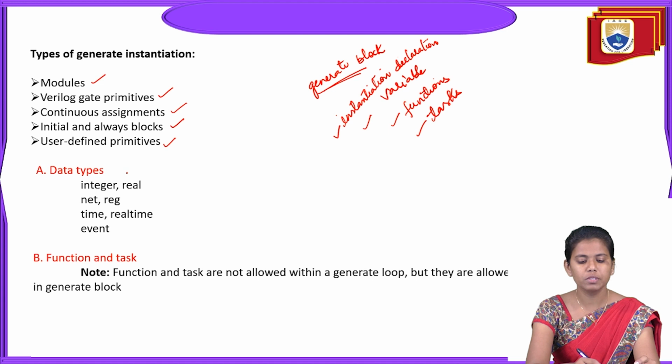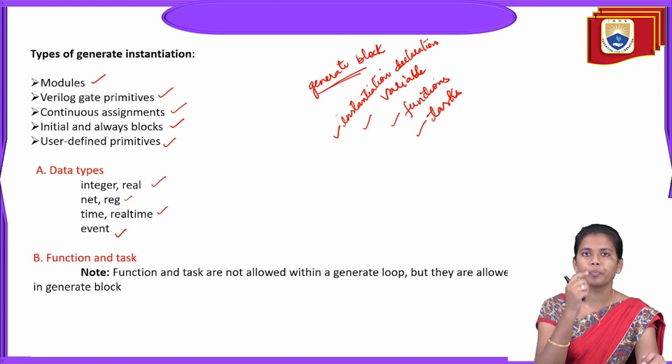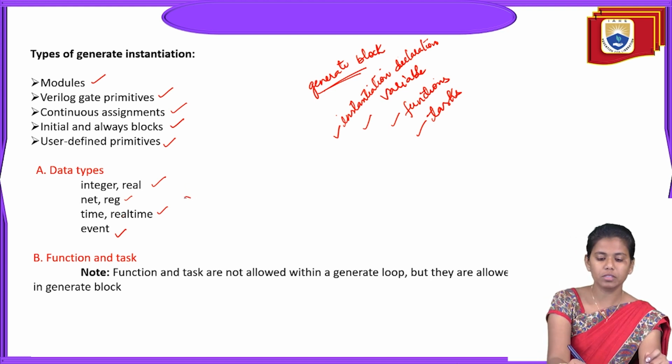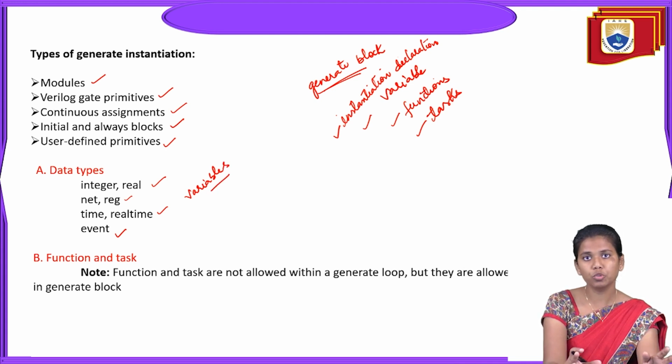Okay. So now we will discuss what a data type is. What does data type mean? Data type has integer, real, net, reg, time, real time, and event. So these are a few variables, and these variables are meant to instantiate if you are writing a code.